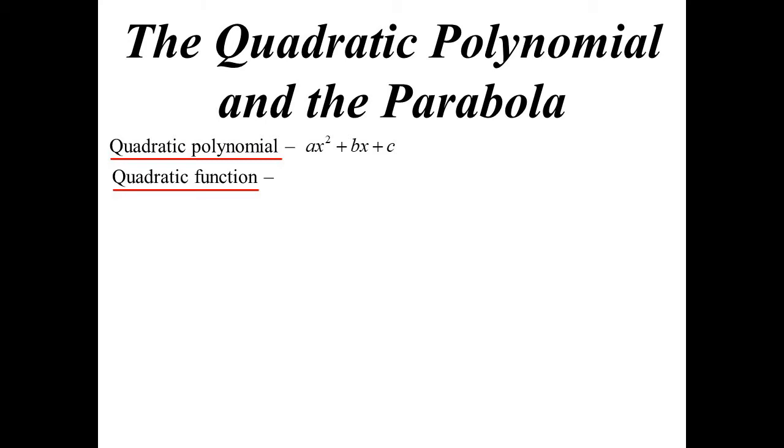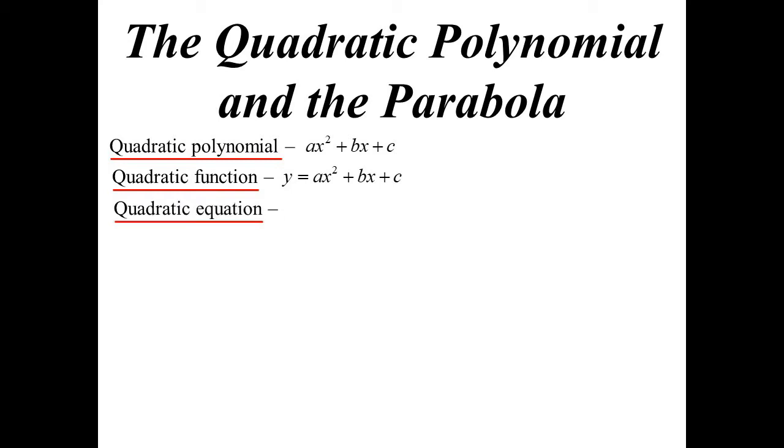And the graph of a quadratic, you may recall, is a parabola. Some definitions here, subtle differences. The quadratic polynomial is just an algebraic expression, and the highest power is 2. So you get ax squared plus bx plus c. That's the quadratic polynomial. Then there is the quadratic function. It's different to the quadratic polynomial because now we make it equal to a dependent variable. So when we now say y equals, it becomes the quadratic function.